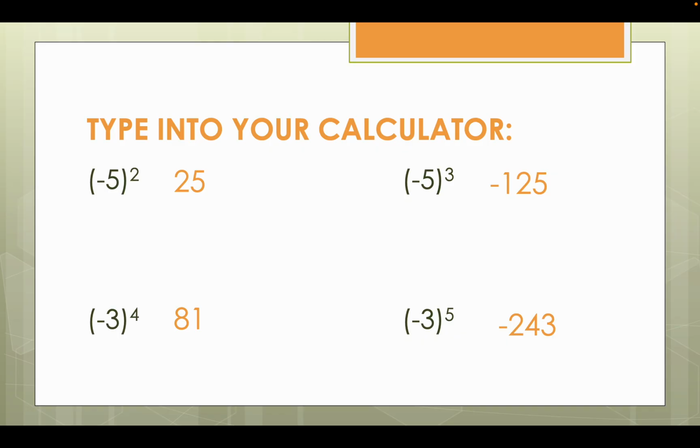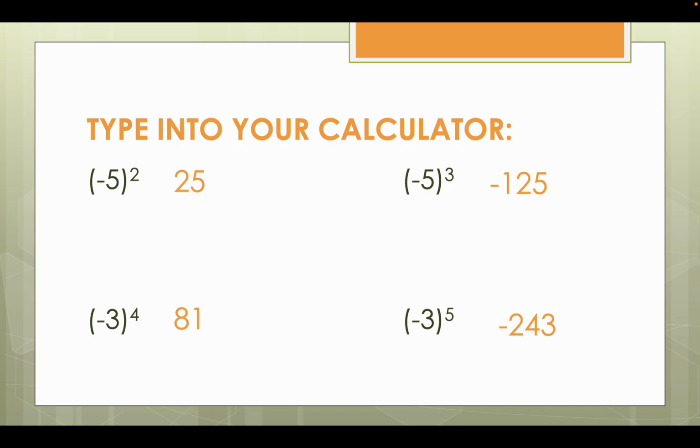-5 to the second power is 25. -5 to the third power is -125. -3 to the fourth power is a +81. And -3 to the fifth power is -243. What patterns do you see here?